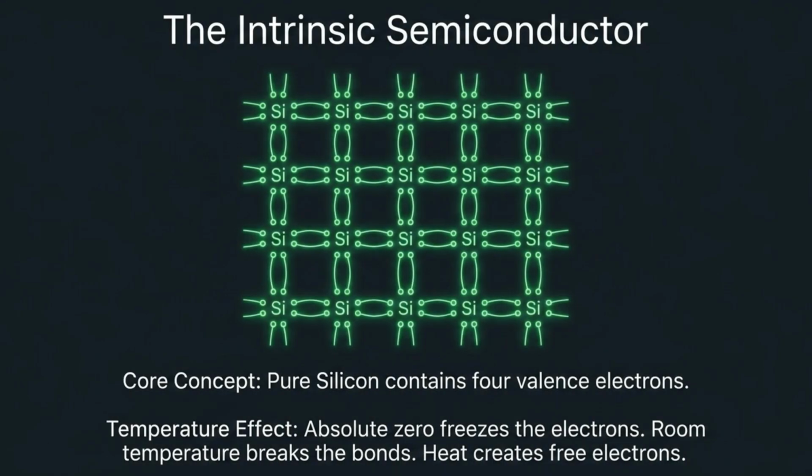The intrinsic semiconductor, such as pure silicon, has 4 valence electrons. Temperature affects its conductivity. Absolute zero freezes electrons, while room temperature and heat can break bonds, creating free electrons.